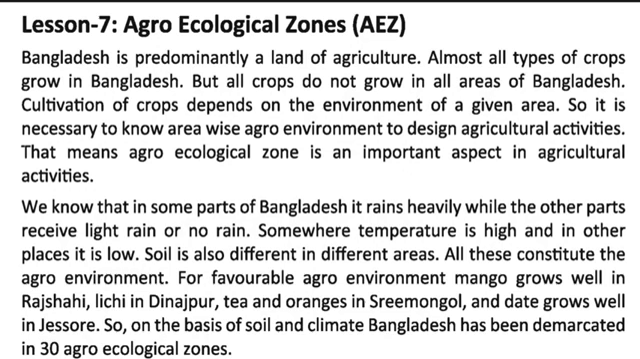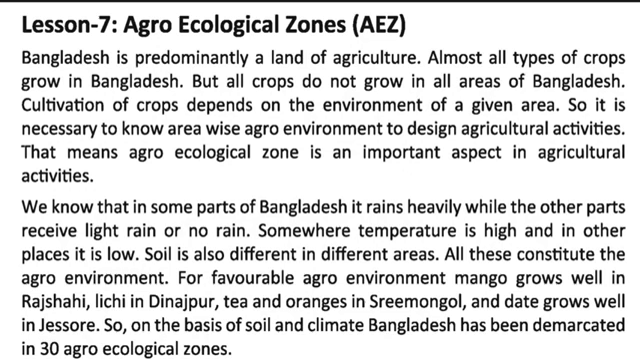So it is necessary to know the area-wise agro-environment to design agricultural activities. That means to produce different crops in different areas, we need to know about the environmental, agro-based agricultural activities. An agroecological zone is an important aspect in agricultural activities. Ecological zone plays a very important role in cultivating crops in different agricultural activities.